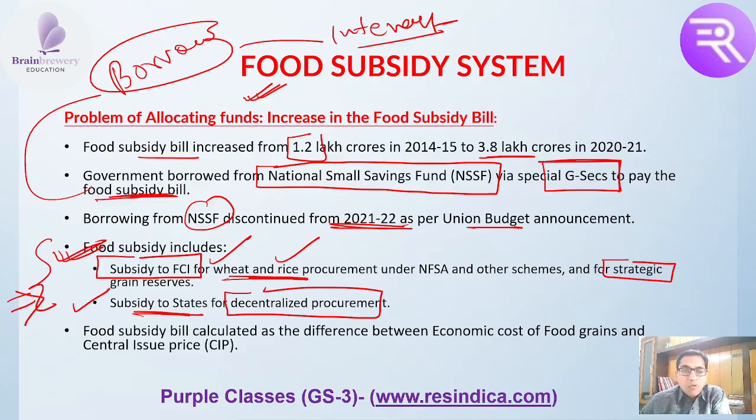Okay, so how do we find out the food subsidy bill, how much subsidy we are giving? First of all, we have to find out the economic cost of production, and then the central issue price.